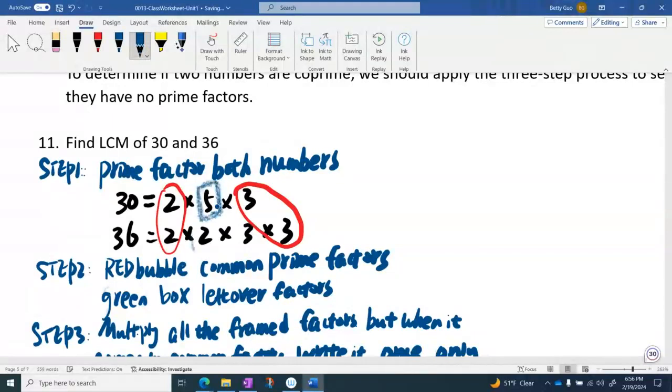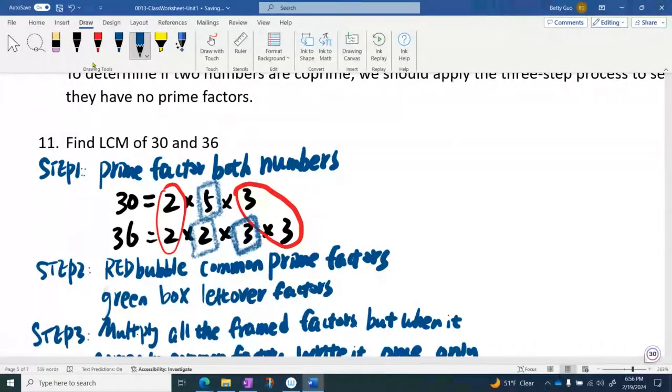Bubble this one, and frame this one, box this one. All right, do you see that? Yeah, you can use your own shape. You probably don't have a colored pen. You can just bubble the common prime factors and use the box to frame those leftover factors. Yeah, everybody can do that.